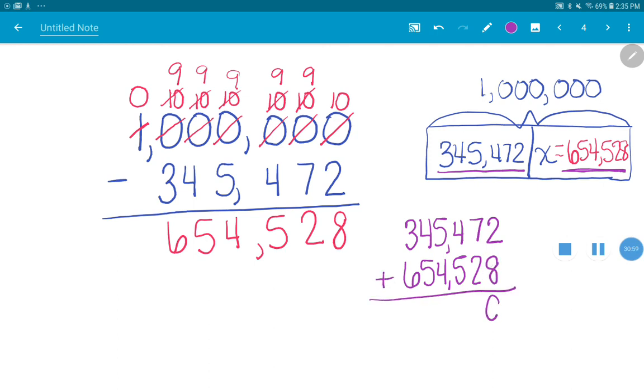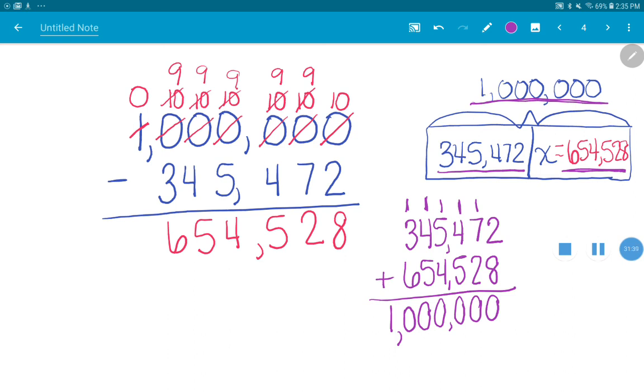2 plus 8 is 10. Carry my 1. 1 plus 7 is 8, plus 2 is 10. Carry the 1. 1 plus 4 is 5, plus 5 is 10. 1 plus 5 is 6, plus 4 is 10. 1 plus 4 is 5, plus 5 is 10 again. 1 plus 3 is 4, plus 6 is 10. So my total when I added the two parts together is 1 million. And that's the total that we started with in our problem. So we know we are correct.